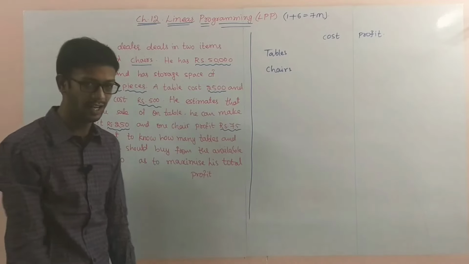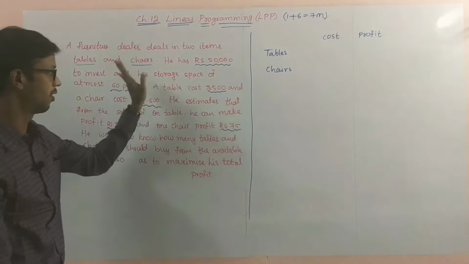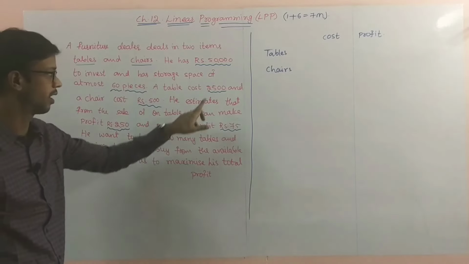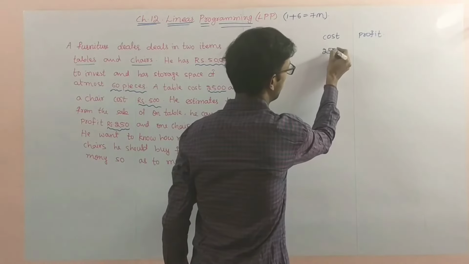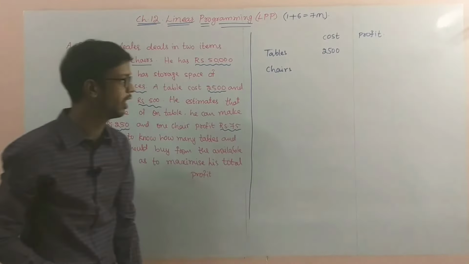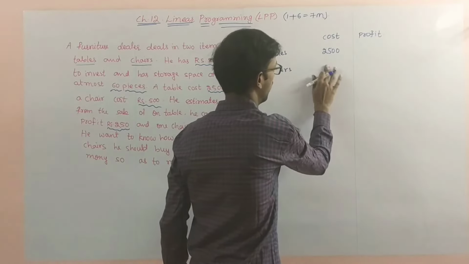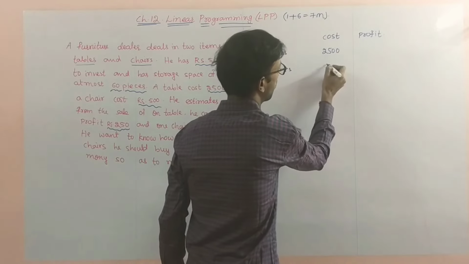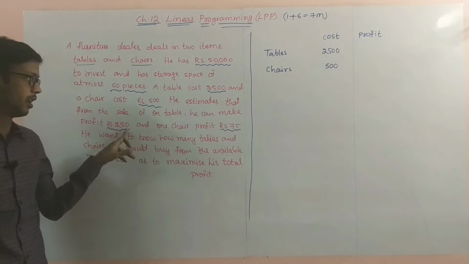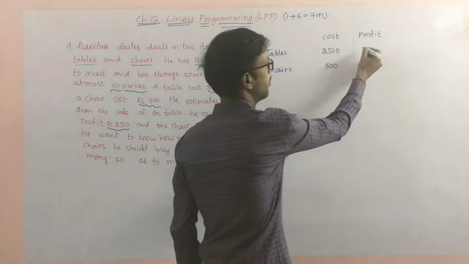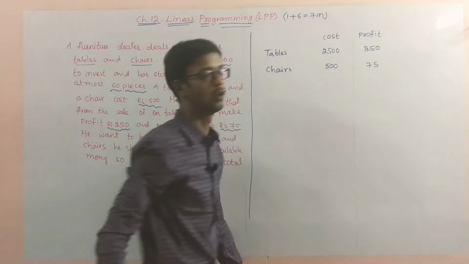First I will write what they have given. They have given 50,000 rupees, and there are at most 60 pieces. The table cost is 2,500 and the chair cost is 500 rupees. Selling a table gives a profit of 250, and selling a chair gives a profit of 75 rupees.